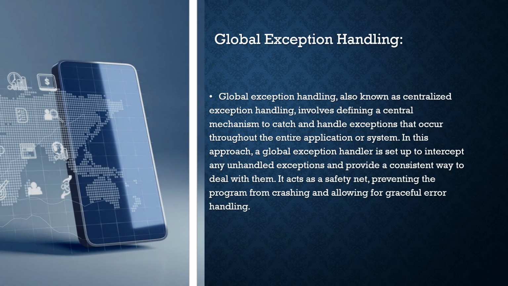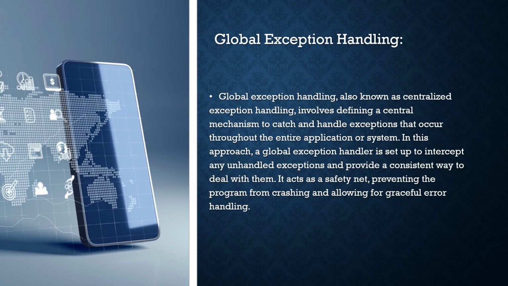Global exception handling, also known as centralized exception handling, involves defining a central mechanism to catch and handle exceptions that occur throughout the application. In this approach, a global exception handler is set up to intercept any unhandled exceptions, and it provides a consistent way to deal with them. So it acts as a safety net, preventing the program from crashing and allowing for graceful error handling.